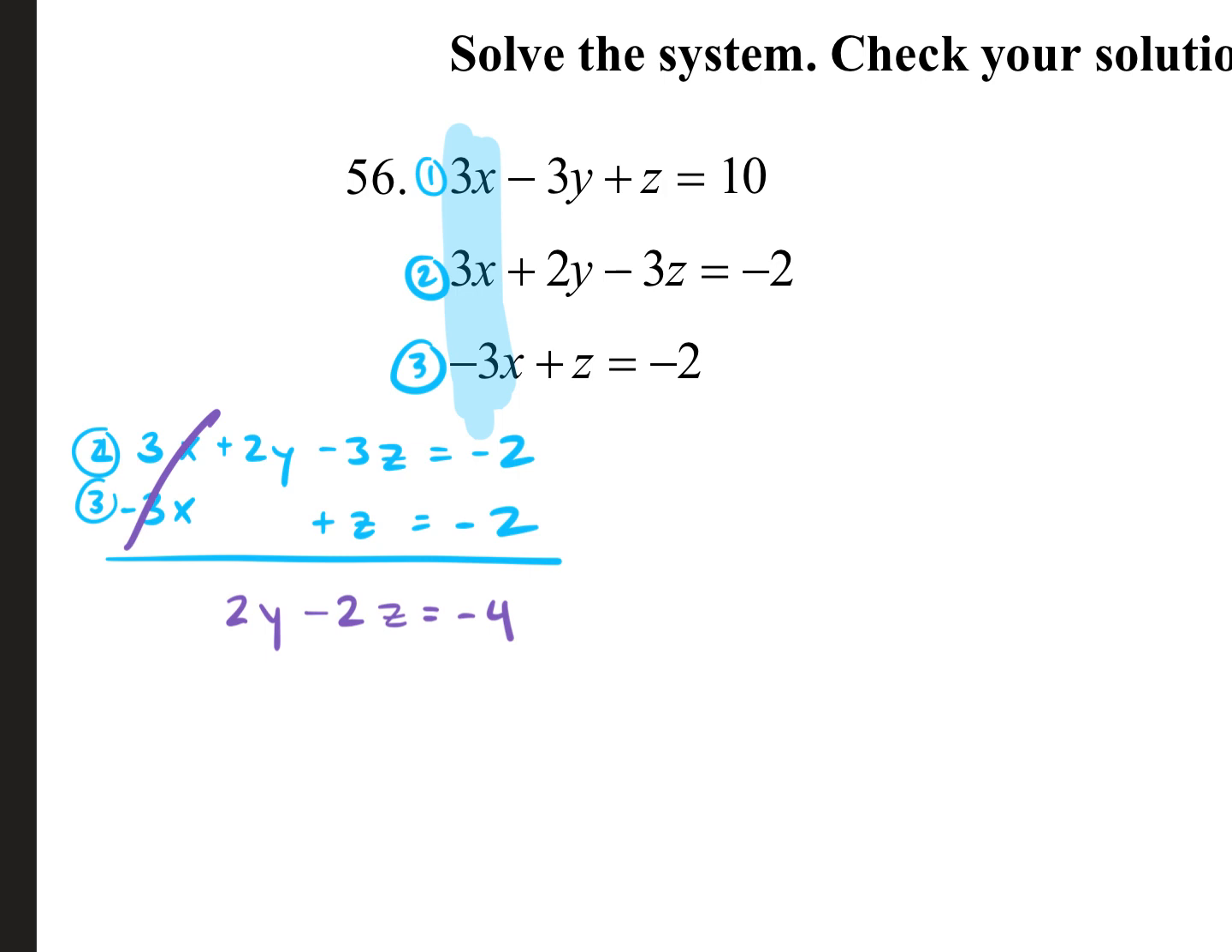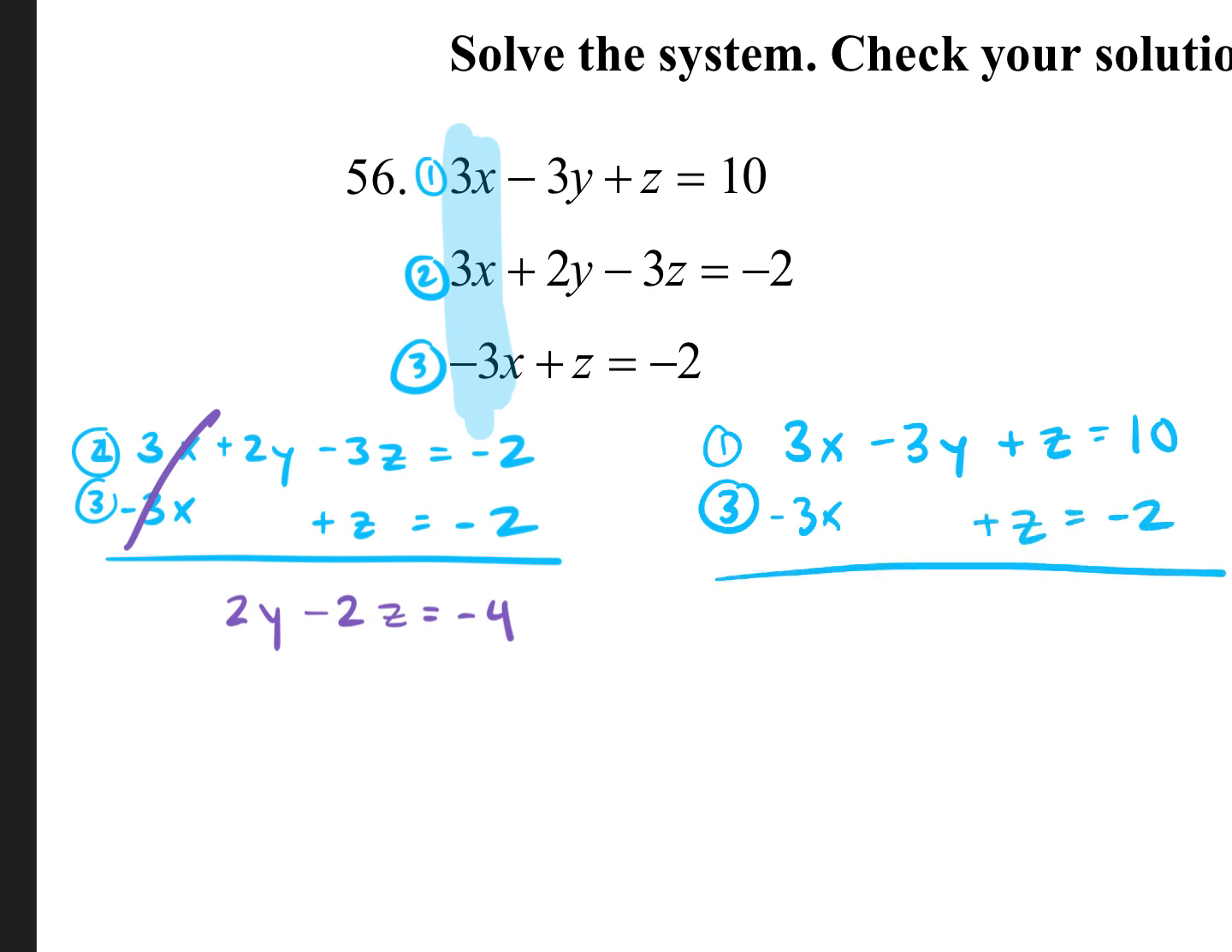I have to do that step twice, so we have to pick 2 other equations. Which 2 should I pick next? 1 and 3. Perfect. Because with 1 and 3, the x's are going to cancel without even multiplying anything. So I have 3x minus 3y plus z is equal to 10, and negative 3x plus z is equal to negative 2. So the x's cancel. Negative 3y plus 2z is equal to 8.